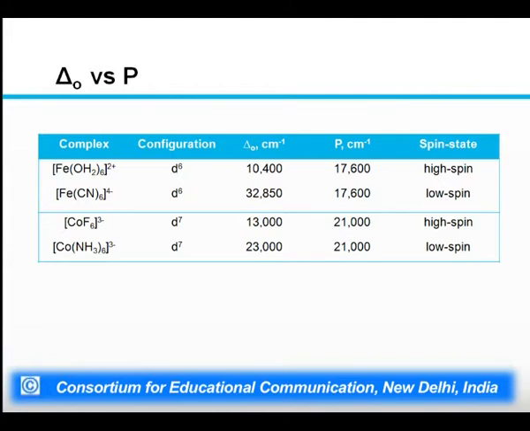32,850. So, in the first case, in the aqua complex, since the value is less than the pairing energy, the complex becomes a high spin complex. Whereas, in the case of the cyano complex, where the value of del naught is higher than the pairing energy, it is a low spin complex. Similarly, also for the cobalt complexes, the cobalt fluoro complex is a high spin complex as the pairing energy is greater than del naught, and the amine complex is a low spin complex as the pairing energy is less than the field strength.